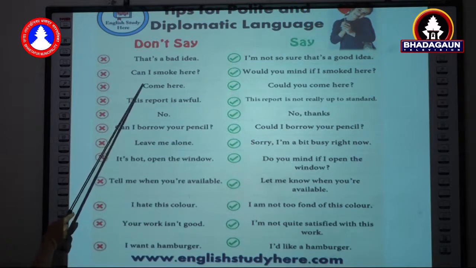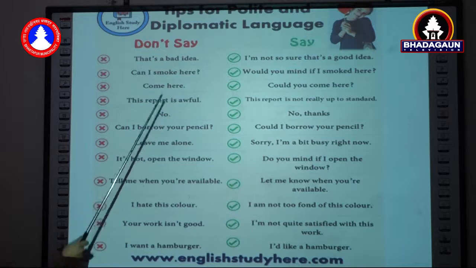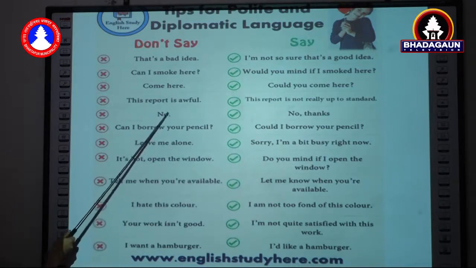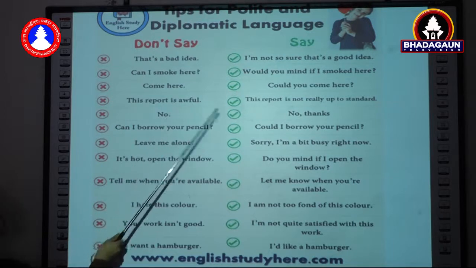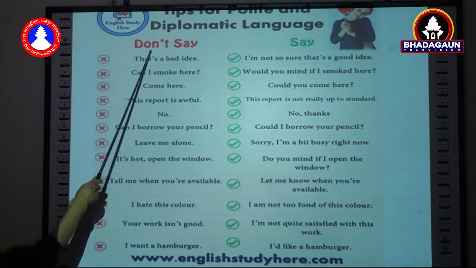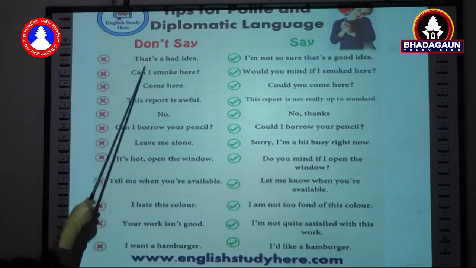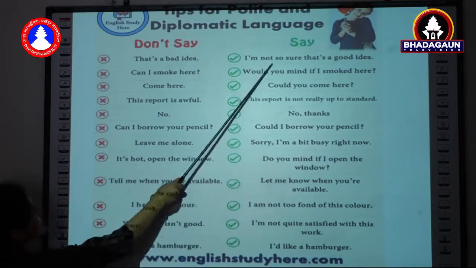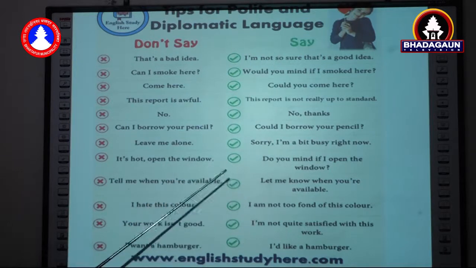"Can I smoke here?" That sounds very rude and informal. So instead of saying that, say "Would you mind if I smoked here?" "Come here" is a direct imperative. Instead of using "come here", you can write "Could you come here?" "This report is awful." Instead of this, you can say "This report is not really up to standard." These are very informal ways that we speak regularly. In our dialogue writing, let's focus on such diplomatic and polite language.